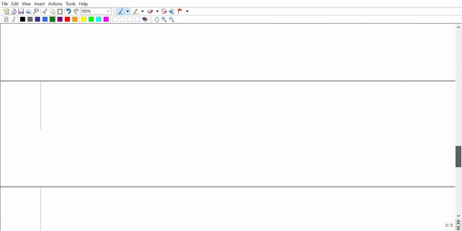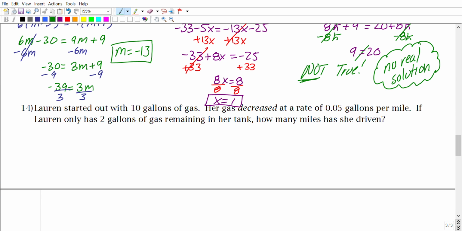All right, so let's go ahead and look at number 14 as our last problem. So let's go ahead and read what we have. It says, Lauren started out with 10 gallons of gas. Her gas decreased at a rate of 0.05 gallons per mile. If Lauren only has 2 gallons of gas remaining in her tank, how many miles has she driven?